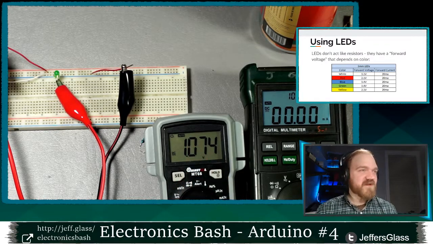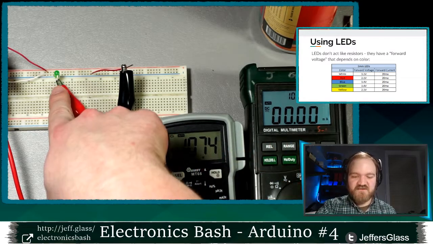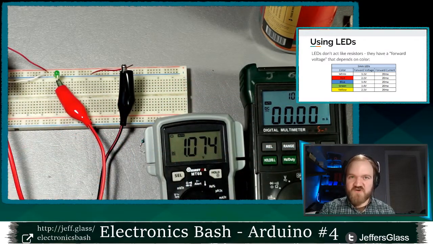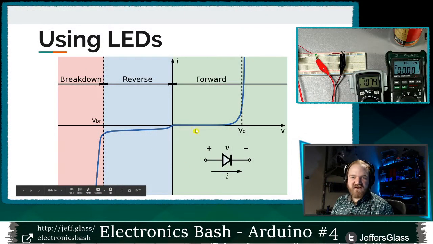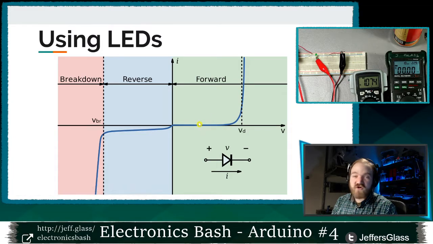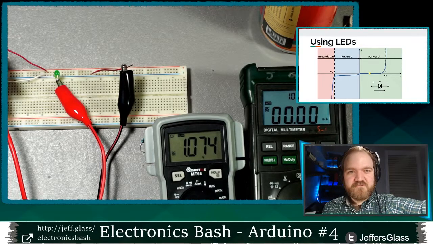All right, so the power supply booted up, got about 1 volt on it, and you'll see that there is no current flowing, and there's 1 volt across my LED, but no current flowing. And that is as expected, right? We're in this part of our diode graph here, where we're below our forward voltage, so essentially no current is going to flow. So let's slowly turn up our voltage.